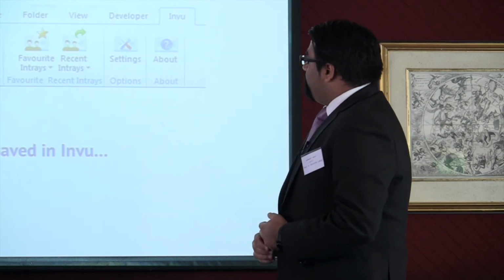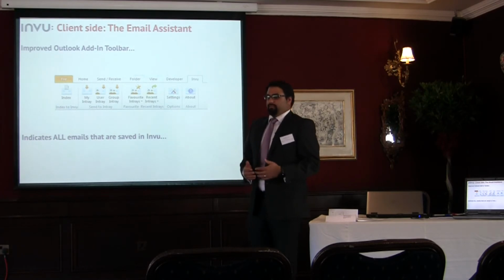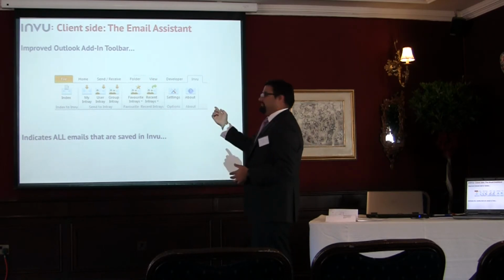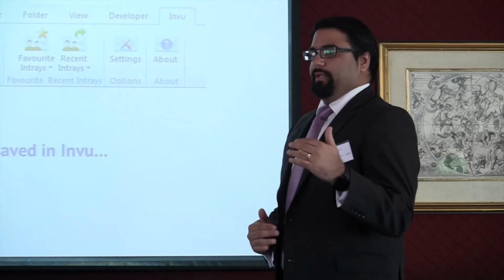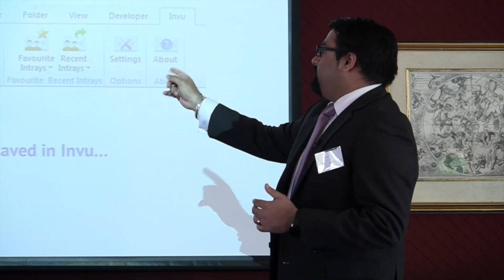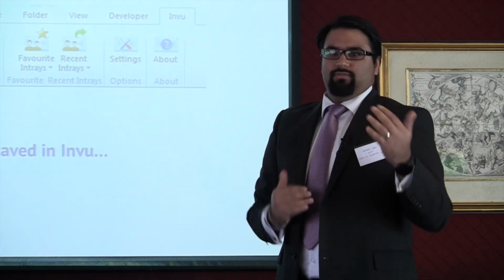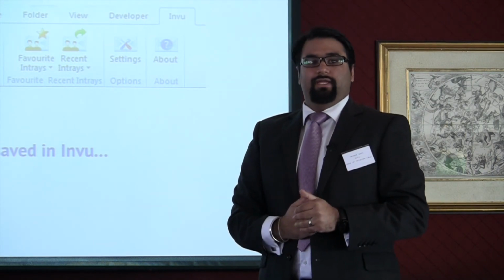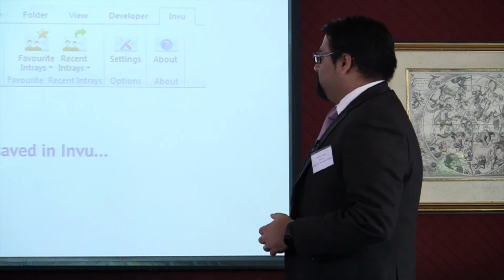The favourites and recents: if you find yourself sending a lot of emails into Invu that need to go to the same person pretty much all the time, then you can save it as a favourite and just send it to them for ease of use. Because if you've got a lot of people in the organisation and you select user in tray, it will just give you a list of all the users. But if you've got a hot list of 10 people, 5 people that you tend to send emails to on a regular basis, save it as a favourite. And again, recent in trays kind of speaks for itself.